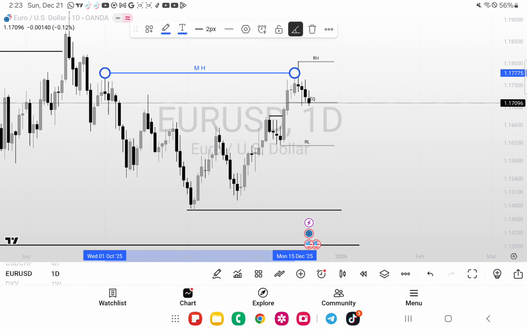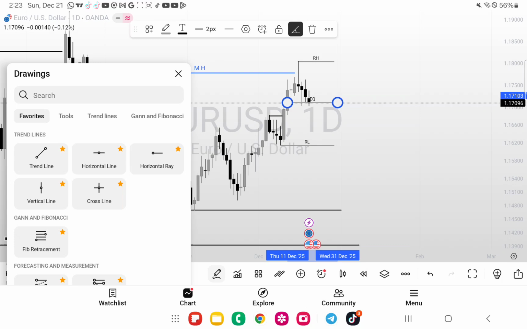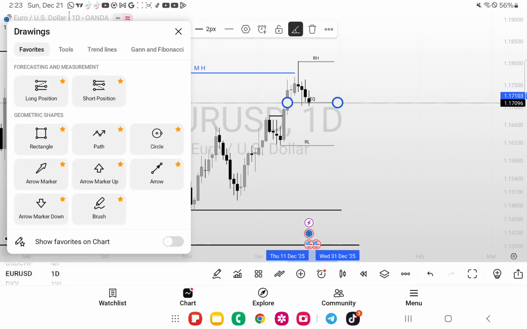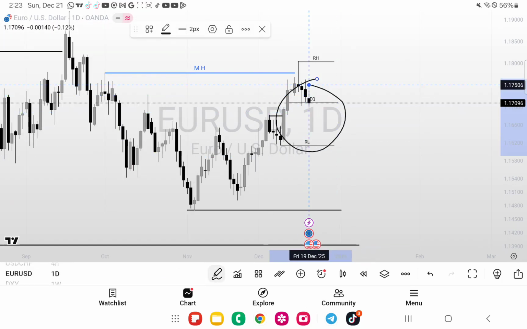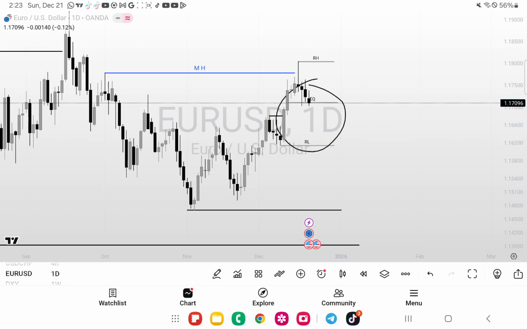So now this is our monthly key level, monthly high key level, and this is the price action that we have on the daily time frame, which is the time frame alignment of the key level of the monthly time frame. Now this is our range that we should be focusing on.